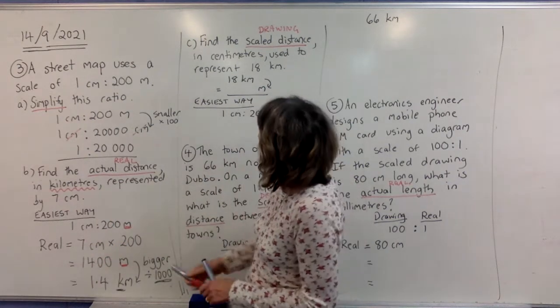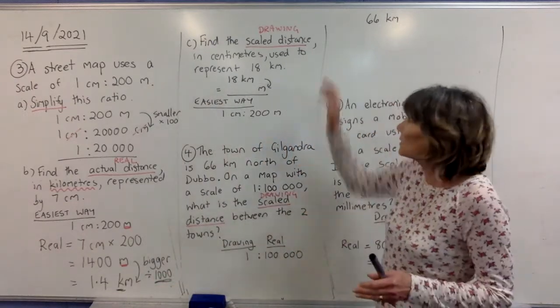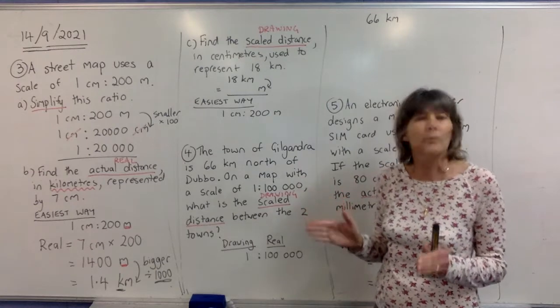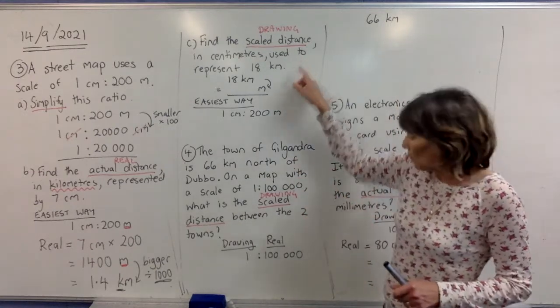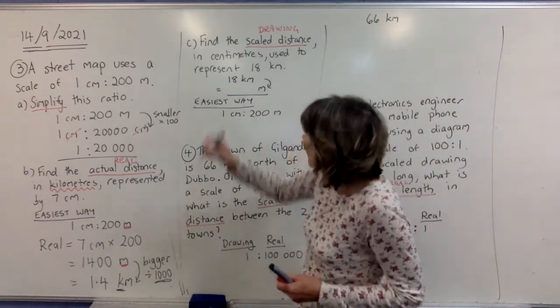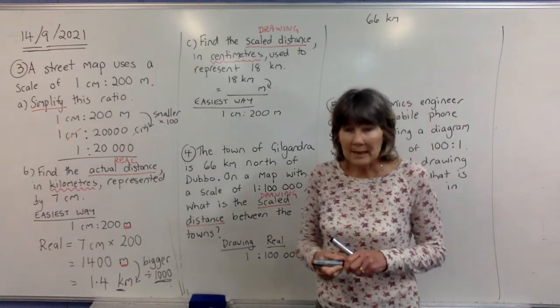All right, let's have a look at part C. It says find the scale distance. Now that means they want the drawing measurement, like the drawing distance, the one that's been scaled down. And they want it in centimetres, so the answer has to be in centimetres. Used to represent 18 kilometres.